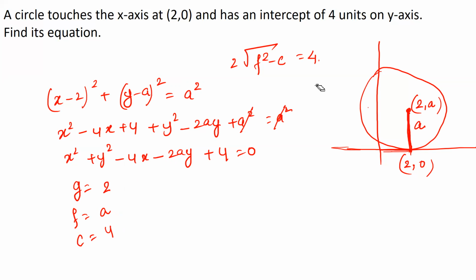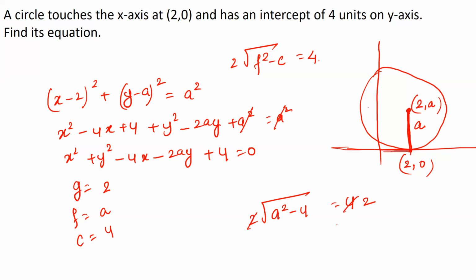So I just plug these values of f and c over here and try to figure out the value of a, because that is the only variable we have. If we are able to find out a, we can get the equation of the circle, and if we get the equation of the circle, there is nothing else to do. We have to just find its equation. So 2 root over what is f square? It is a square minus c, which is 4, is equal to 4.